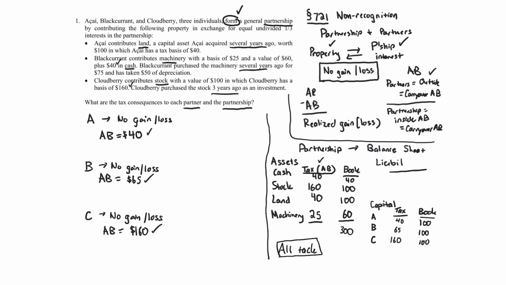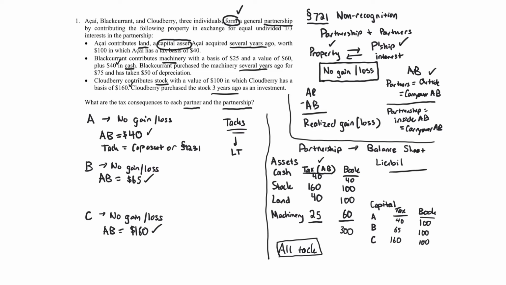For the partners, the rule is you get to tack if it's a capital asset or Section 1231 asset that they contribute in their hands. Capital or Section 1231 asset. So let's go through the three. A contributes a capital asset. The land is a capital asset in the hands of A. So that means that A tacks. And because A held the land for several years, the partnership interest is automatically considered long-term because you get to add on those several years.